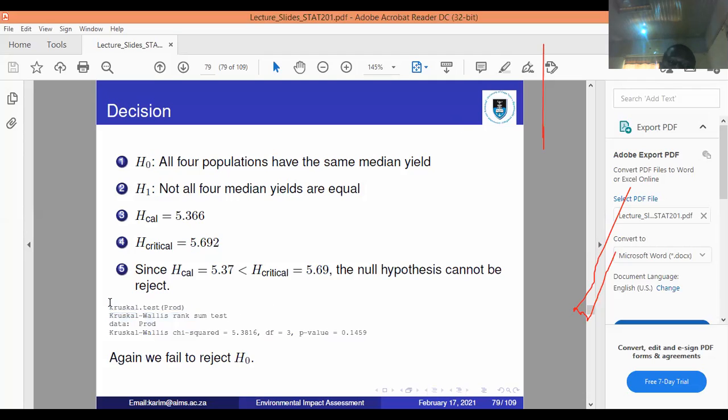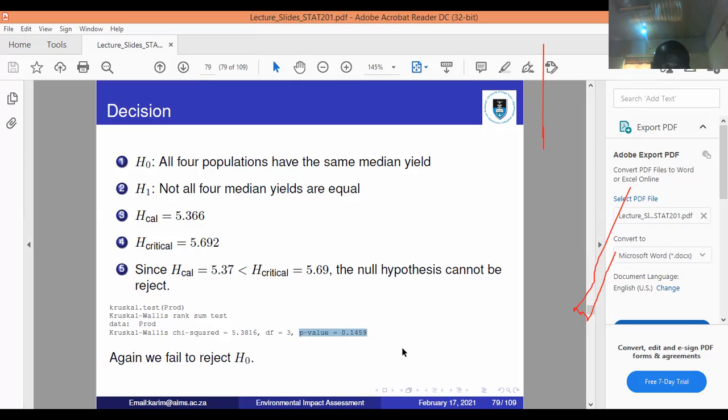All right. So I've just used our software to run this. And now you can see that it has given me my calculated value. Can you see that? It's 5.38, which is here. And it has given me my p-value. Now look at this p-value. Do we reject H0 or do we accept H0? Look at the p-value. This is the p-value. Should we reject H0 or accept H0?